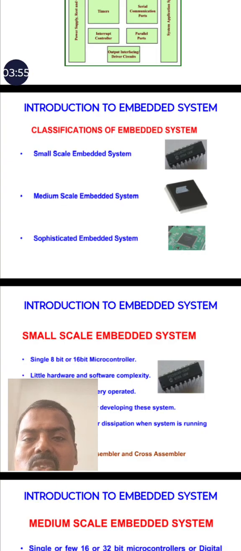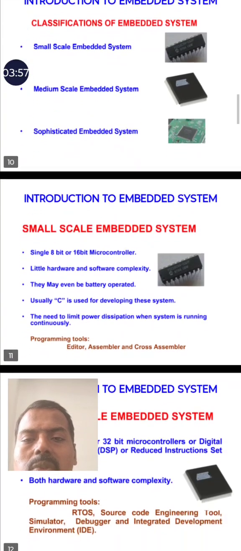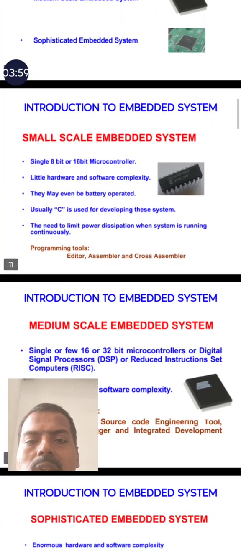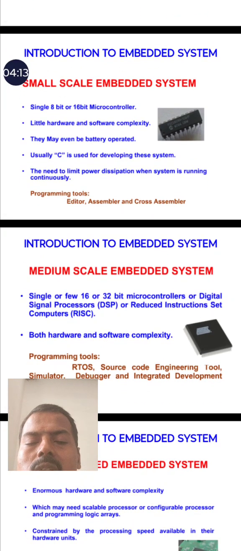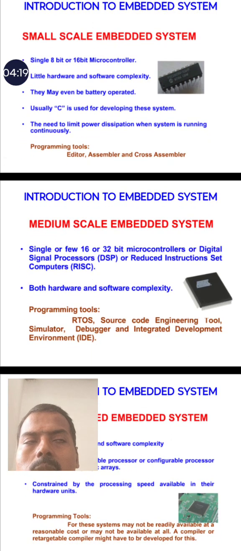The classification is small scale embedded system, medium scale and sophisticated embedded system. The small scale embedded system is categorized by an 8-bit or 16-bit microcontroller. It has little hardware, though some software complexity is also there in the small scale. It is battery operated. Usually C is used for developing this system. The programming tools used for the small scale are the editor, assembler and cross assembler.